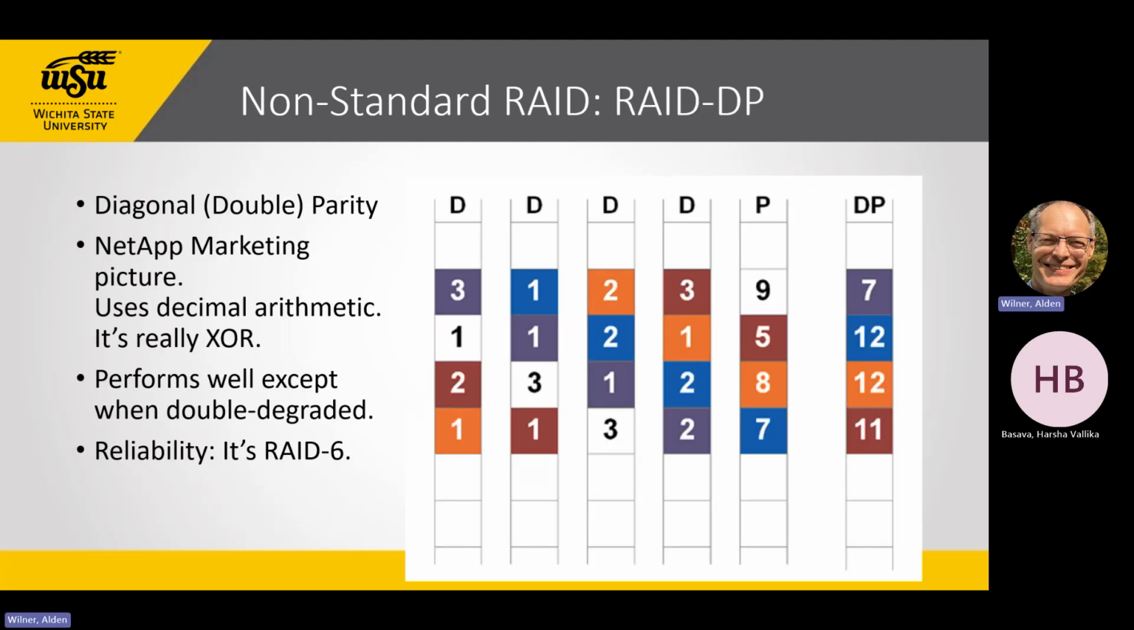Another RAID we'll call RAID diagonal parity, or RAID double parity. And this is a RAID 6 algorithm. We've got a P drive and a DP drive. This is a RAID 4 parity. This is one of those marketing slides.